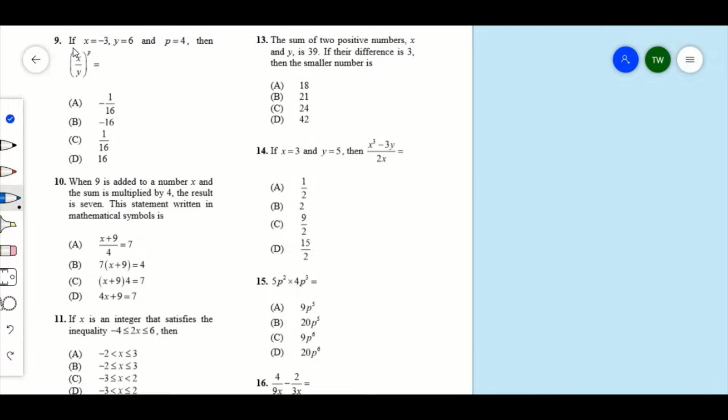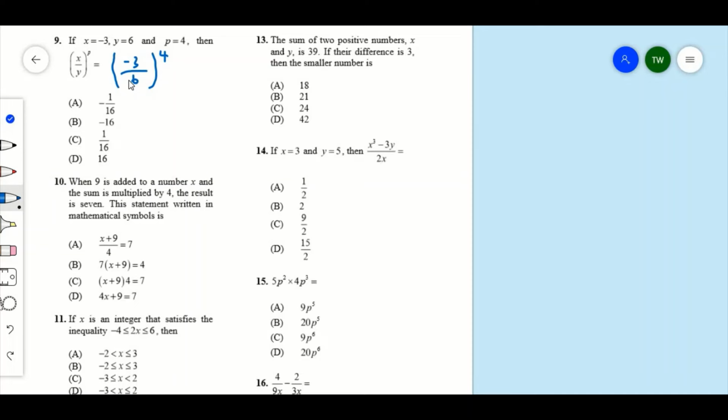Question number 9. If x is equal to negative 3, y is equal to 6, and p is equal to 4, then x over y raised to the power of p is, what we're going to do, we're going to substitute the value for x, y, and p into this formula here. So instead of writing back x, we're going to put negative 3, which is the value of x, divided by, instead of writing back y, we're going to write the value of y, which is 6. And instead of writing back p, we're going to write the value of p, which is the 4th power.